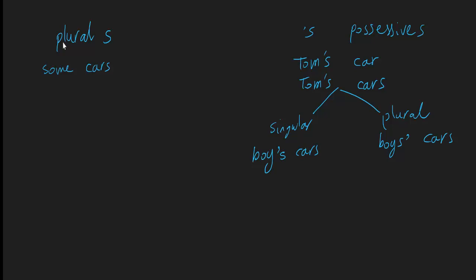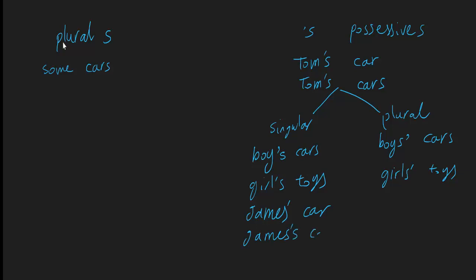Then I give you another example, like you can say girl, girl's toys. But if there are some girls, then just girls' toys. If your noun already has an s, like James, then James' car. You can say James' car like this, or some teachers or people say you can say James's car. Again, both of them are correct.